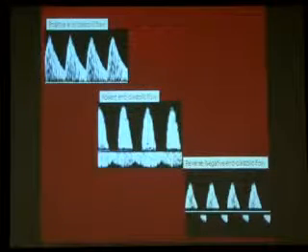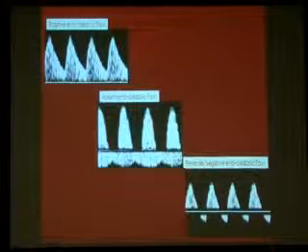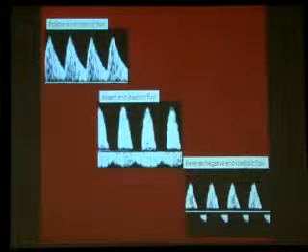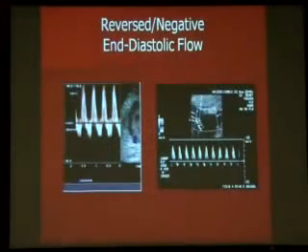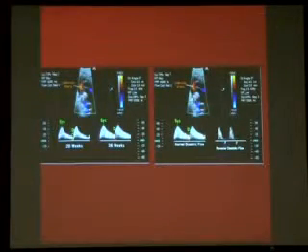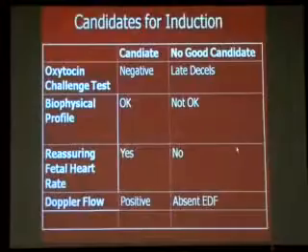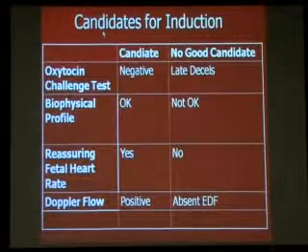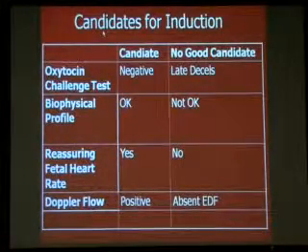The problem is if you have a patient under 32 or under 30 weeks, what are you going to do? Because the risk of prematurity at that point is extremely high. But once they reach 32 weeks, I think most of us will deliver with an absent end-diastolic flow. Normal, absent, reverse end-diastolic flow. So which patients are candidates for induction of labor?